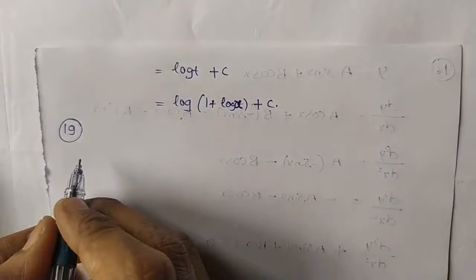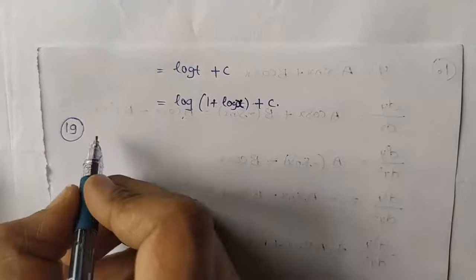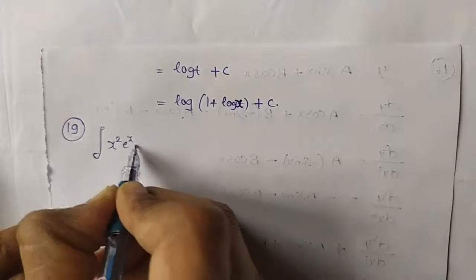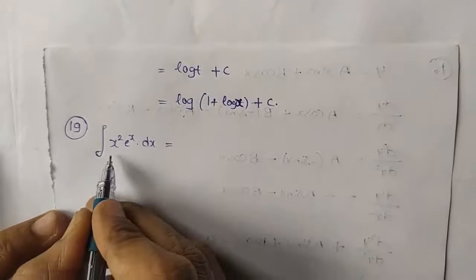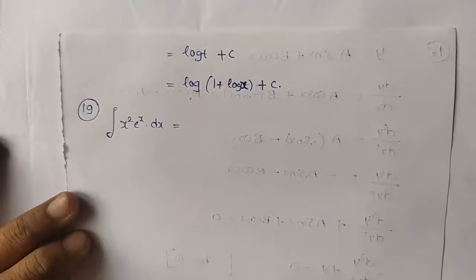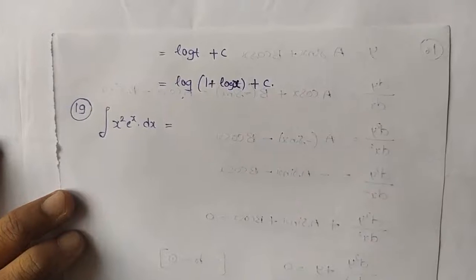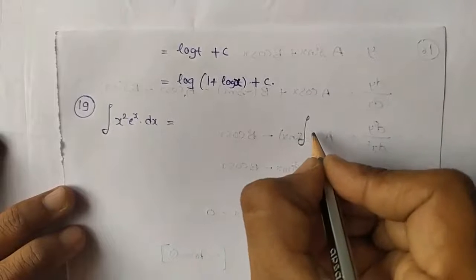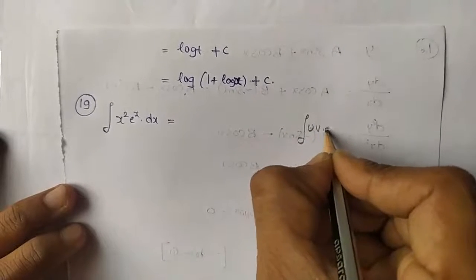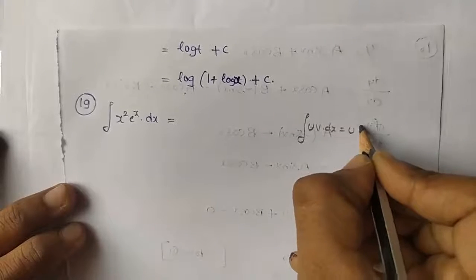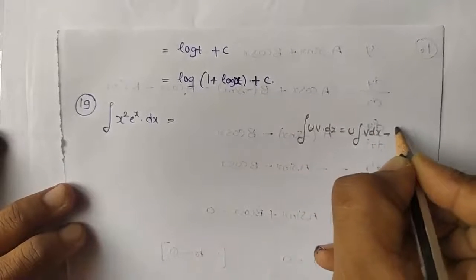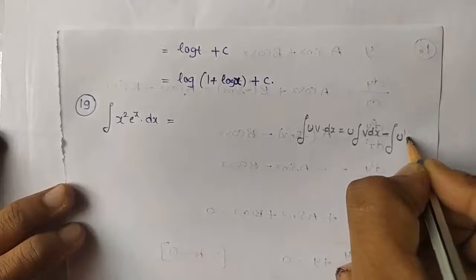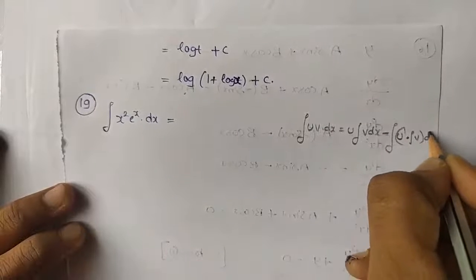Integrate x square into e power x with respect to x. We need to find the integration of x square into e power x into dx. Here you can use the product rule, integration by parts. You need to remember the integration by parts formula: integration of u into v into dx equals u times the integration of v minus integration of u dash into integration of v into dx.